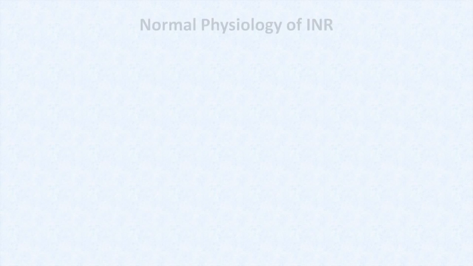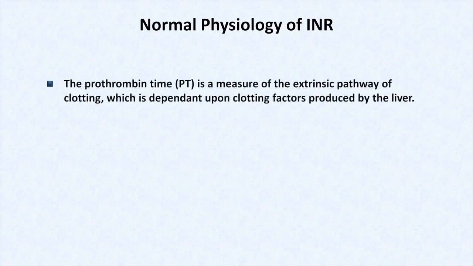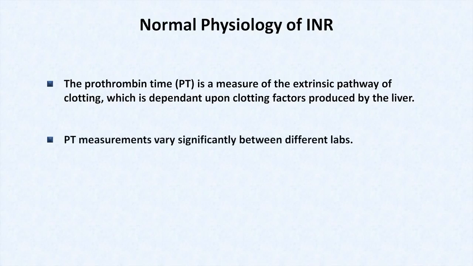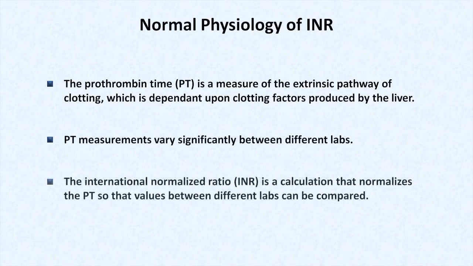The next test of synthetic function is the INR. The INR is actually based on something called the prothrombin time, abbreviated PT, which is a measure of the extrinsic pathway of clotting, which is dependent upon clotting factors produced by the liver. If you're not familiar with the clotting cascade, don't worry. Just remember that the higher the PT and the higher the INR, the less your blood is able to clot in response to trauma. The PT is a functional test that varies significantly between different labs. Therefore, a calculation called the International Normalized Ratio, or INR, was created which normalizes the PT so that values between different labs can be compared.